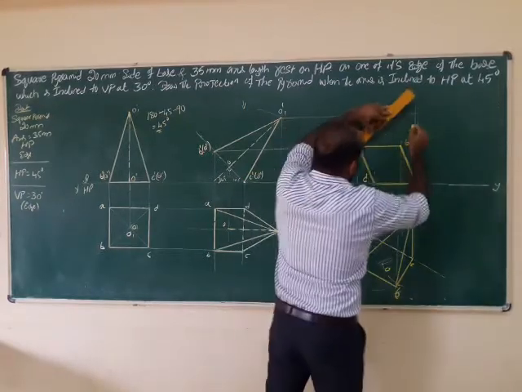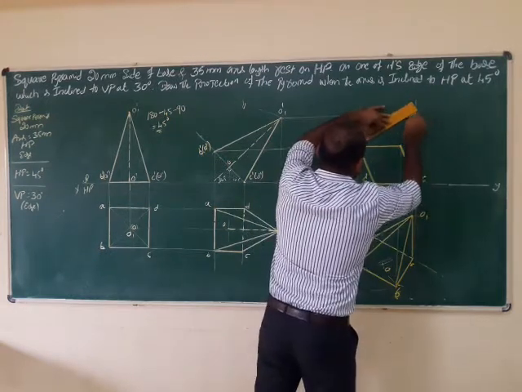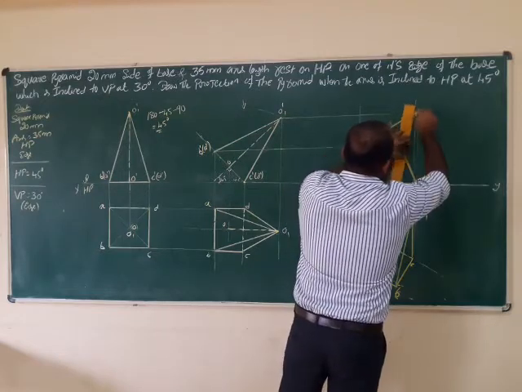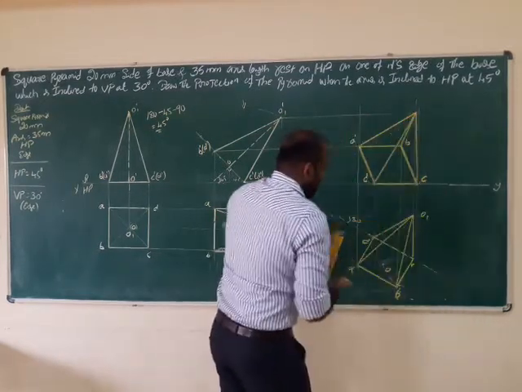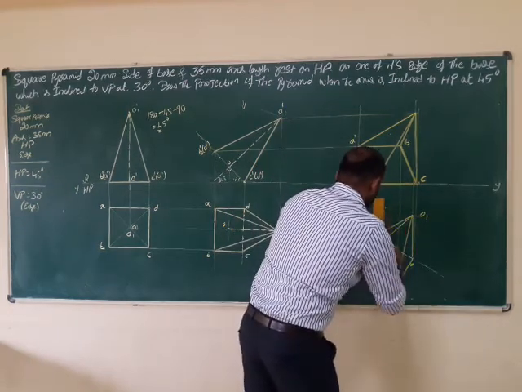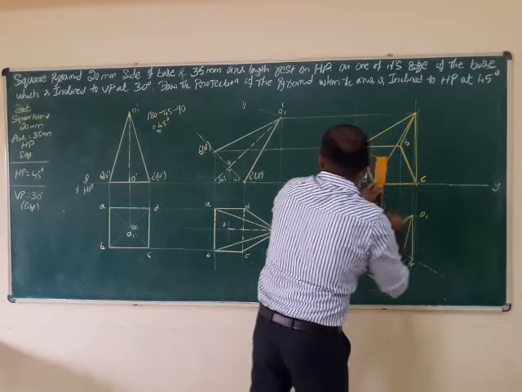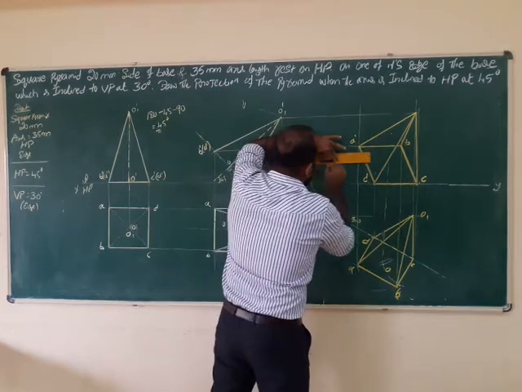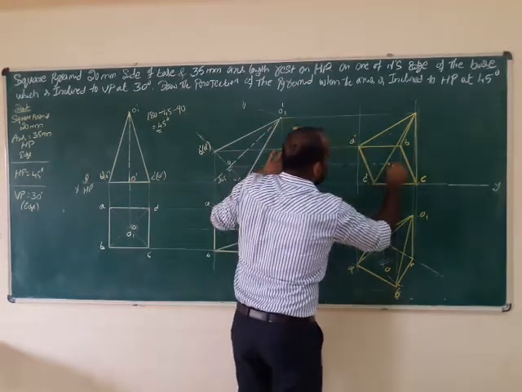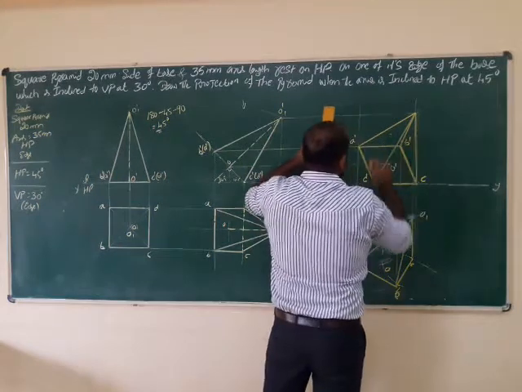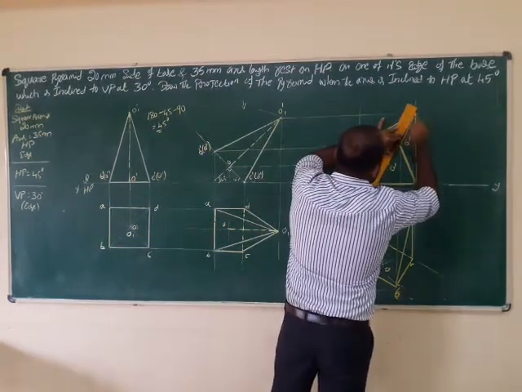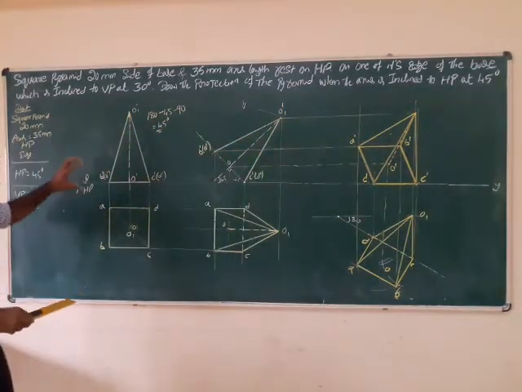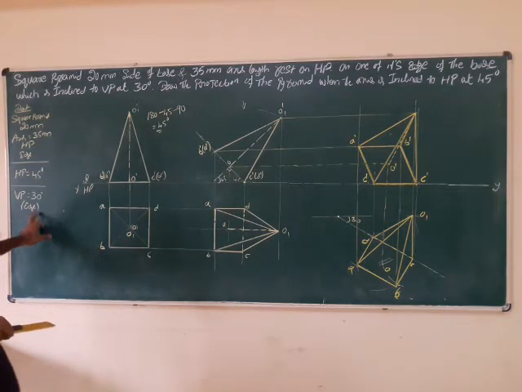Just join O to A, O to B, O to D, and O to C. So finally you have to project O to O1. The points are called O dash, A dash, B dash, C dash. Join the center line O. That is called a square pyramid problem with respect to edge.